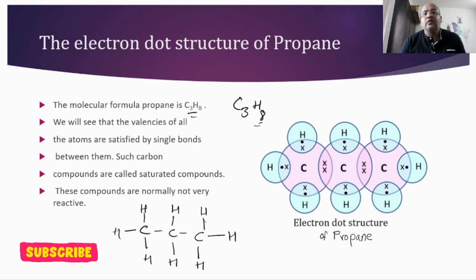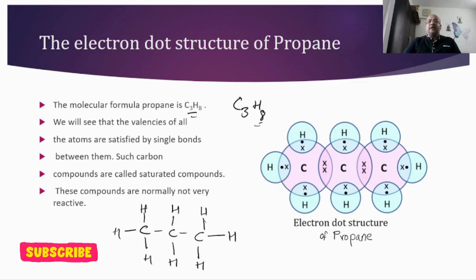Now I need to write down the electron dot structure. For every single bond I have written crosses between the carbons. Here you see a pair of crosses I have written. Then for hydrogen, I have written a cross and a dot like this. This is how we need to do the electron dot structure of propane.